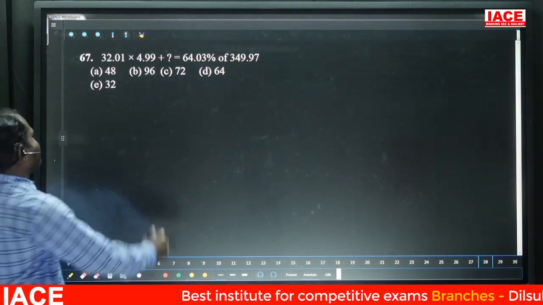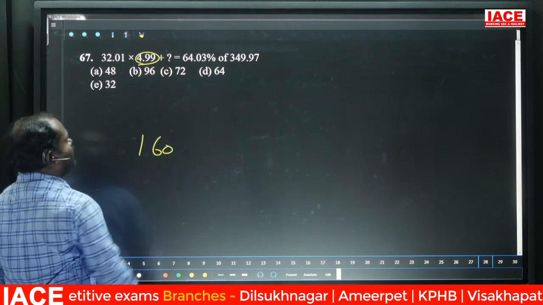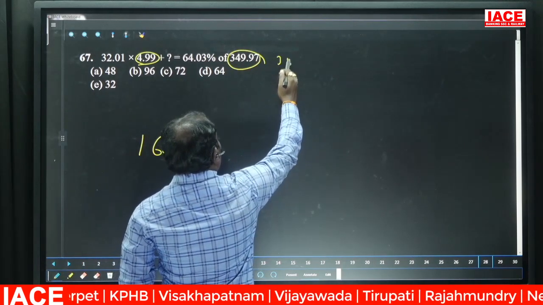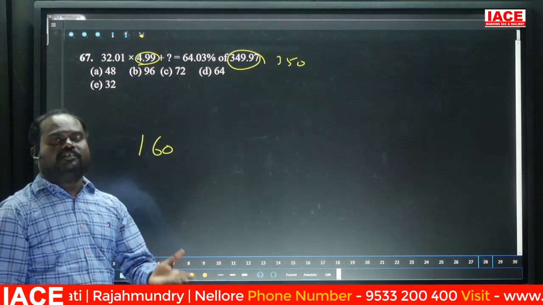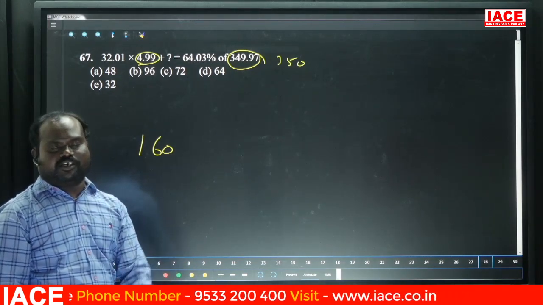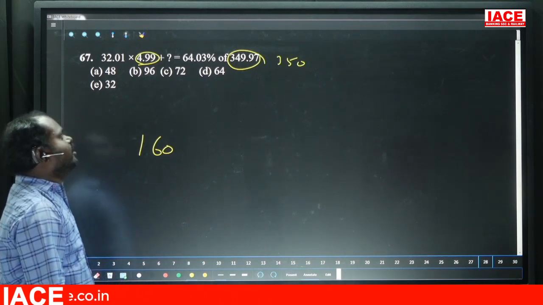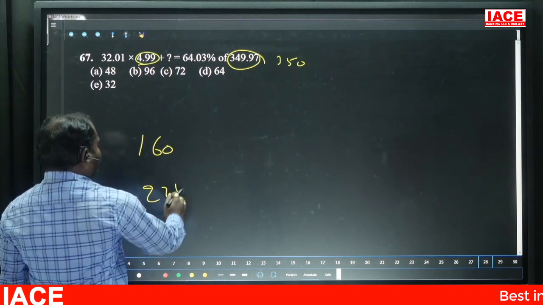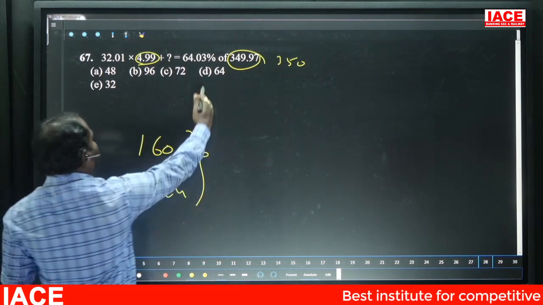Here make it as 5. 32 into 5 is 160. 64%, make it as 350. 64% is 60% plus 4% of 350. 60% is 210, plus 14 is 224. 224 minus 160, the difference is 64. 64 is nothing but option D.